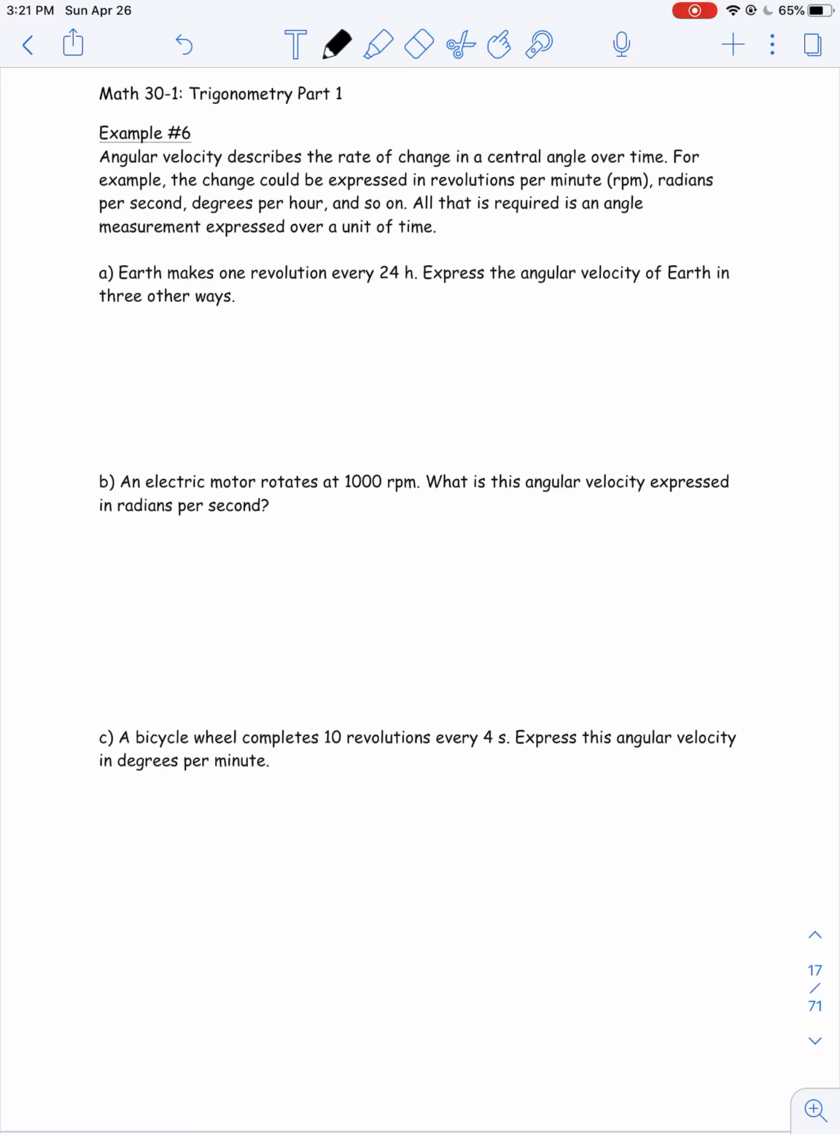Okay, so what we can do is write it as, we know that there's going to be 1 revolution per 24 hours.